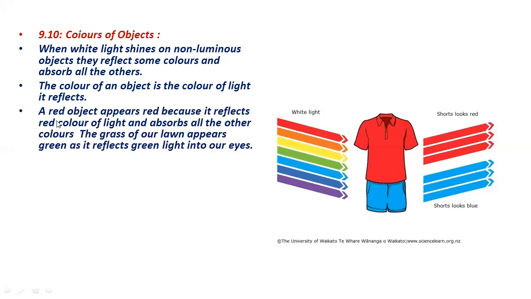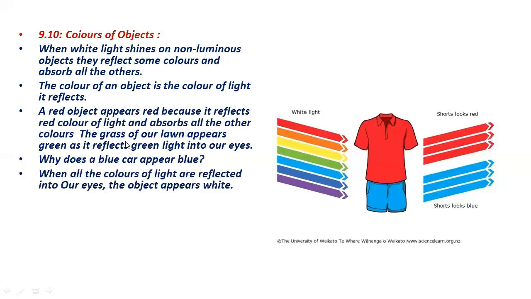As I told you, a red object appears red because it reflects red color of light and absorbs all the other colors of light. In the same way, the grass of our lawn appears green as it reflects green light into our eyes. And why does a blue car appear blue? Because it reflects the blue light. It absorbs all the remaining lights and reflects only the blue light. That's why the blue car appears blue. Same is for all objects. The color which the object reflects, the object will appear in that color.